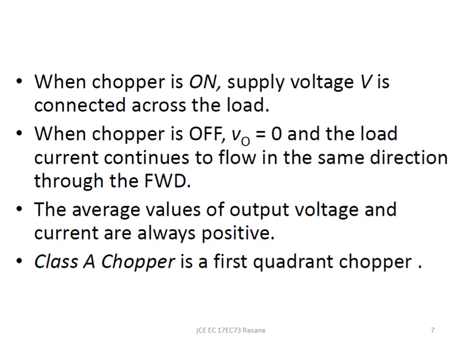When the chopper is on, the supply voltage V is connected to the load. When the chopper is off, V naught is considered as 0, because ideally we consider the diode drop to be 0 as it is conducting. The load current continues to flow in the same direction through the freewheeling diode. The average values of the output voltage and current are always positive. So the class A chopper is the first quadrant chopper.